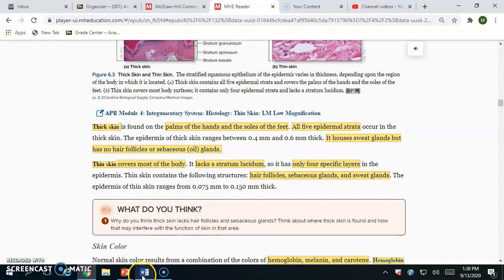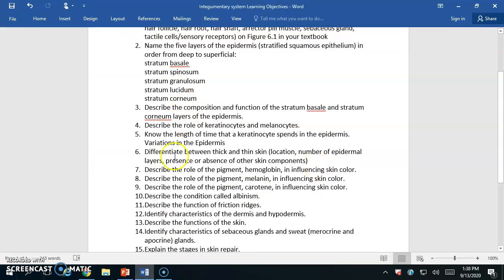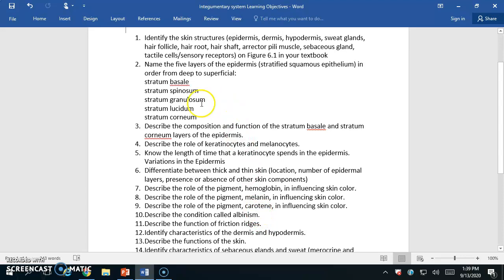All right, so our next objective we're going to discuss is the pigments that contribute to our skin color. There are 3 of them that we're going to talk about: hemoglobin, melanin, and keratin.